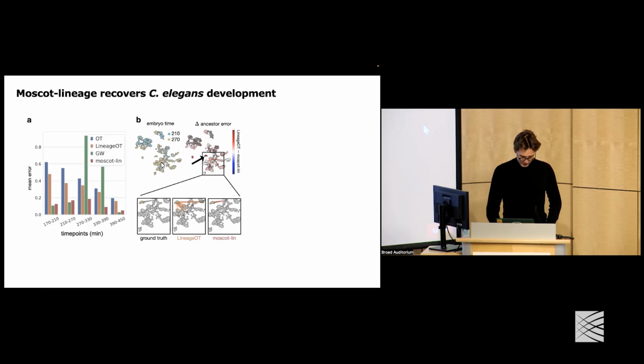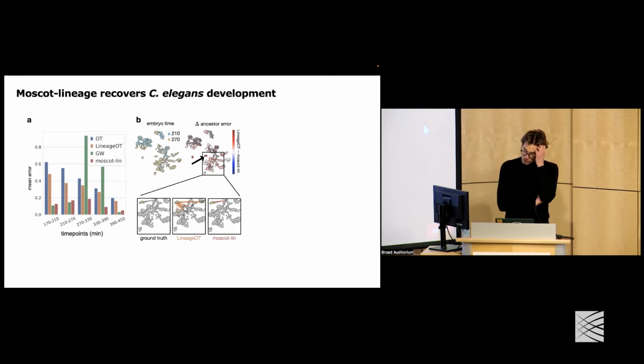That is a UMAP representation here. And we computed the difference in ancestor prediction error between lineage OT and moscot-lineage and saw that that difference was especially big for this small population here marked by this arrow. We then checked where this comes from. In the ground truth lineage tree, all of these cells actually originate from this one cell here, which is something that was recovered by moscot-lineage, but not by lineage OT.